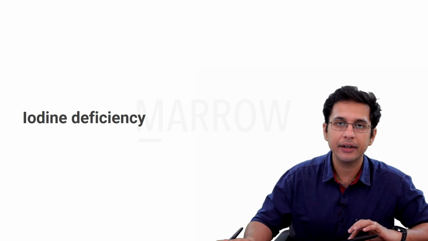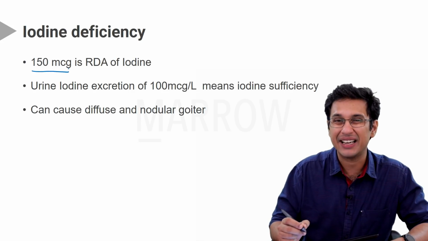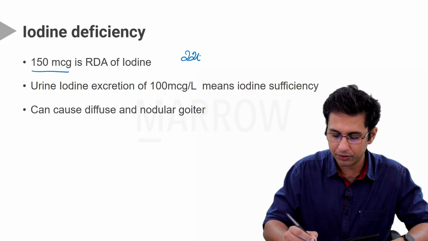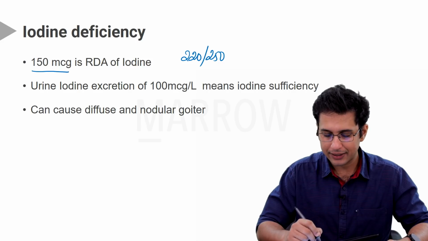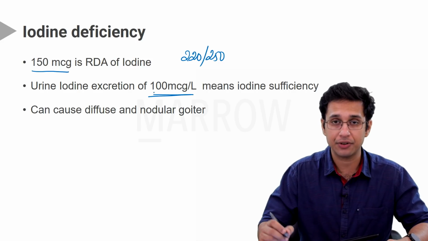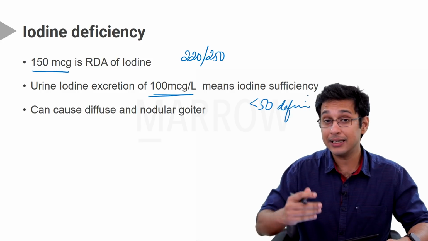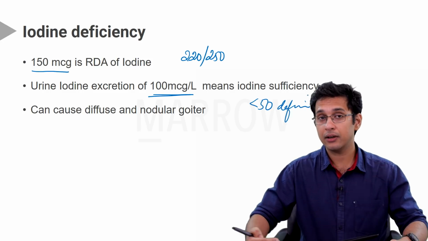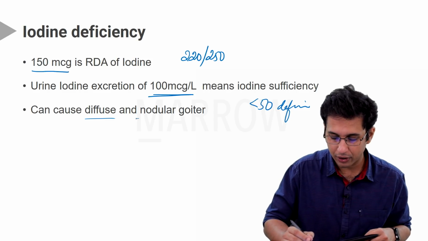Now come to iodine deficiency. As I said, 150 microgram is the RDA of iodine. For pregnant and lactating patients, you have to keep it at 220 to 250. Urine iodine in excess of 100 mcg means iodine sufficiency. Less than 50 means iodine deficiency in that area. It can cause diffuse and nodular goiter.